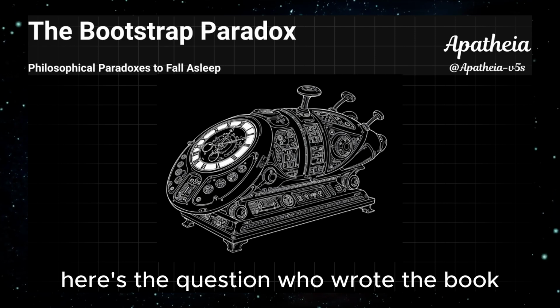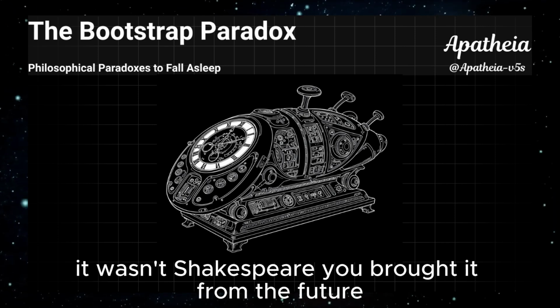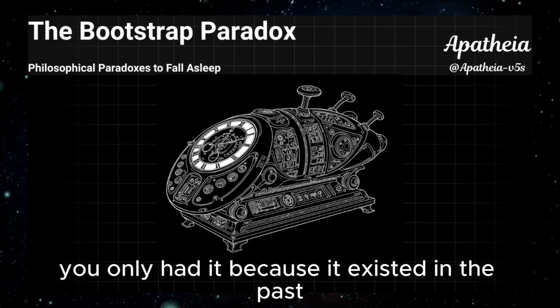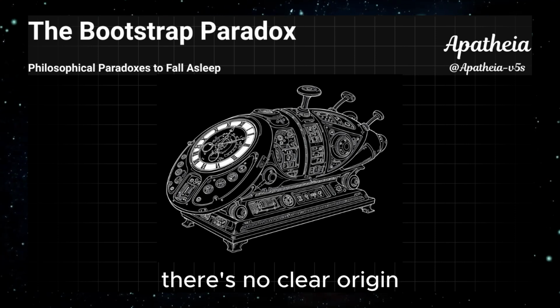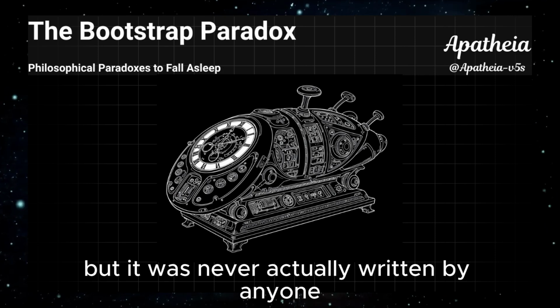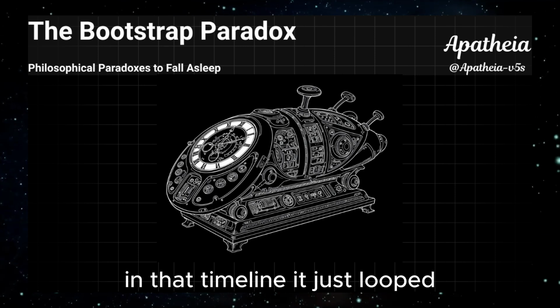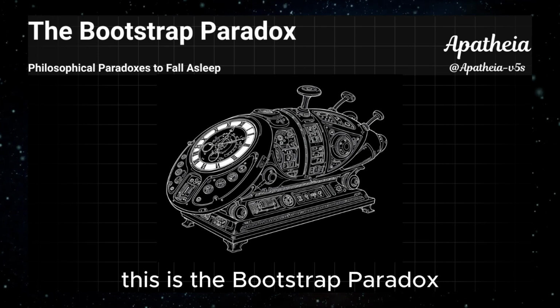Now pause. Here's the question. Who wrote the book? It wasn't Shakespeare. You brought it from the future. But in the future, you only had it because it existed in the past. There's no clear origin. The book exists, but it was never actually written by anyone in that timeline. It just looped. This is the Bootstrap Paradox.